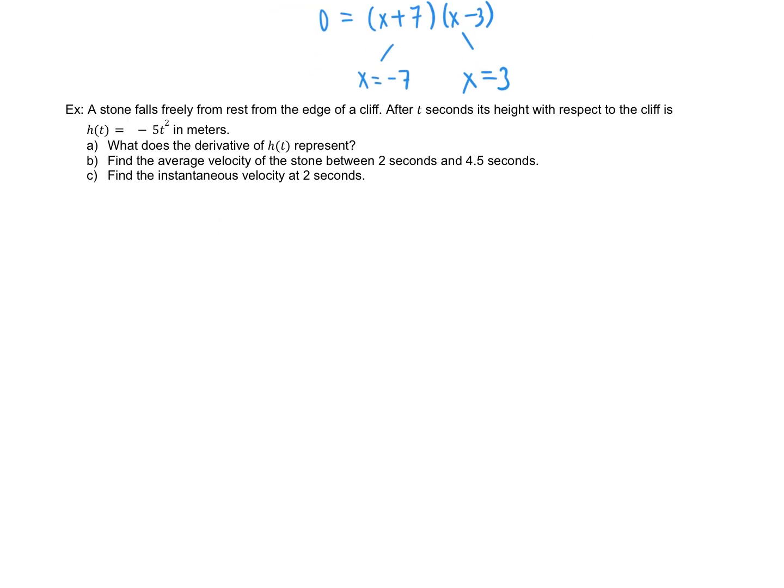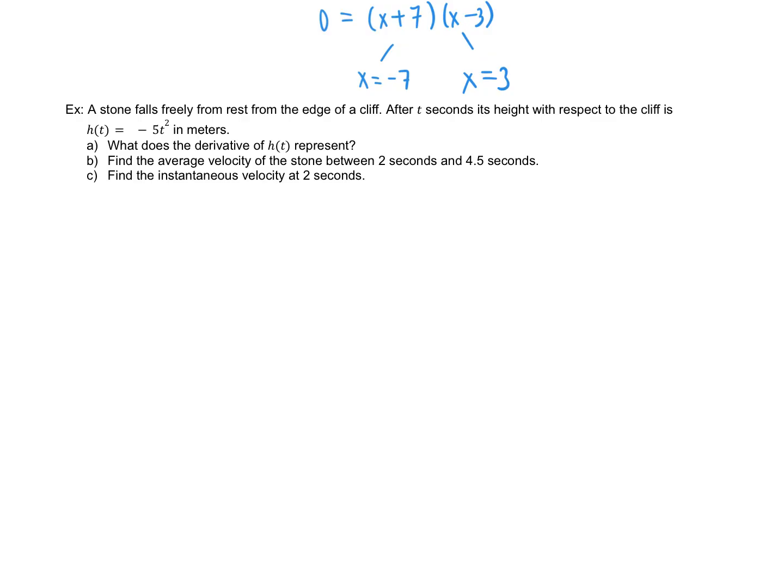And final question here, a little word problem, bringing back some A-rock, I-rock. A stone falls freely from rest from the edge of a cliff. After t seconds, its height with respect to the cliff is h at t equals negative 5t squared in meters. What does the derivative of h of t represent?